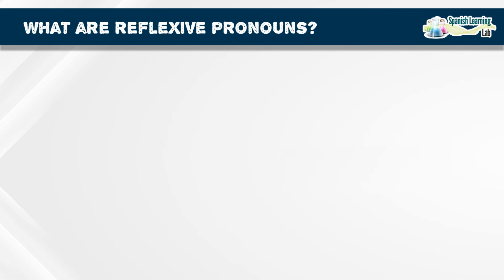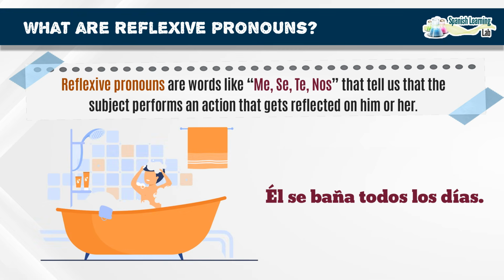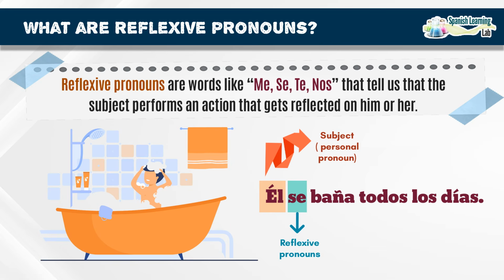What are reflexive pronouns? Reflexive pronouns are words like me, se, te, nos, which unlike personal pronouns such as yo, tú, indicate that the subject carries out an action that gets reflected on him or her. For example, in the sentence, Él se baña todos los días, he takes a bath every day, the word él is a personal pronoun that refers to a subject such as Pedro or Carlos, while the word se is a reflexive pronoun that indicates that the bathing action affects him directly.